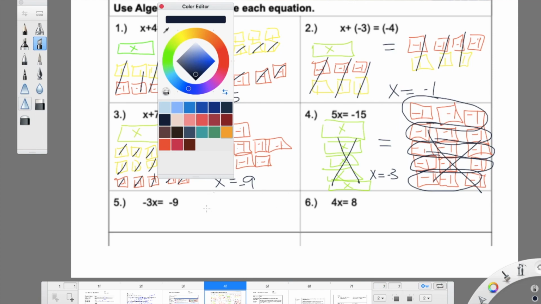All right, so let's take a look at this one here, because this one's a very similar type of problem. So this time we have, and I'm going to actually do red this time because it's negative x, negative x, negative x. And so we have 9, negative 9 on the other side.